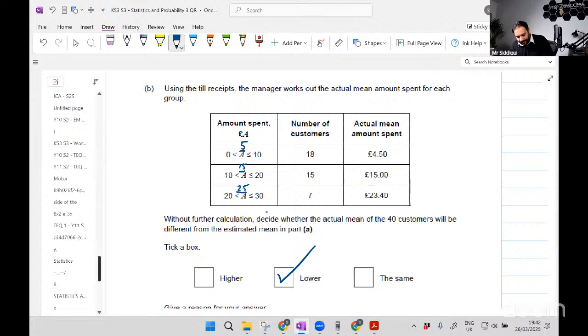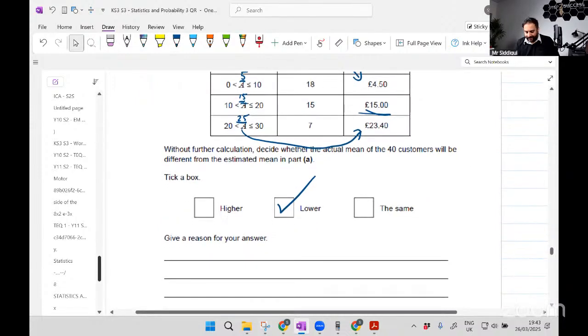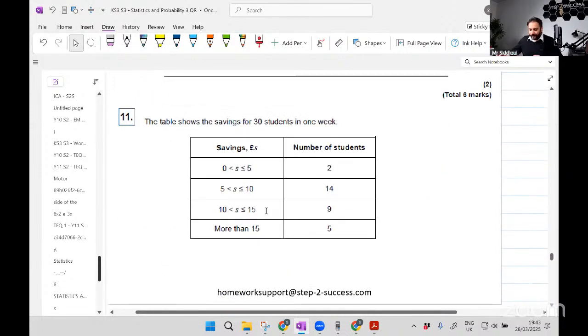But as it turns out, they actually spent less than £5. And these ones actually spent less than £25. They spent exactly 15, so that's great. But the other two groups spent less than what we guessed that they spent. So therefore, our mean, or the actual mean, must be lower because they actually spent a bit less. And that's the reason, essentially. Okay.